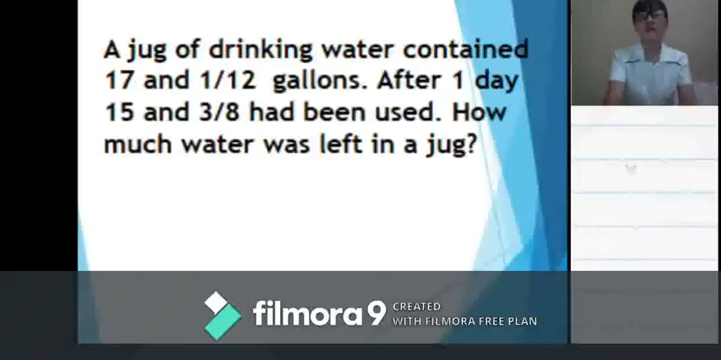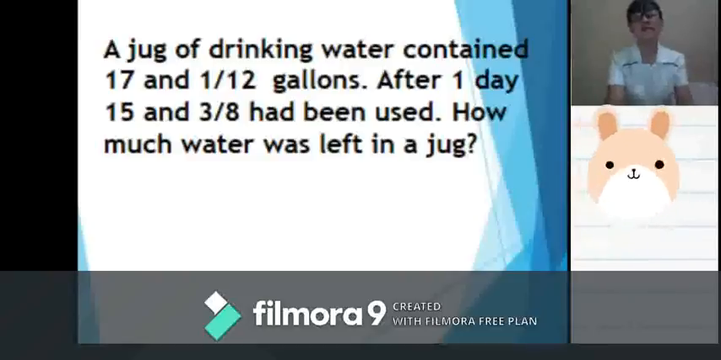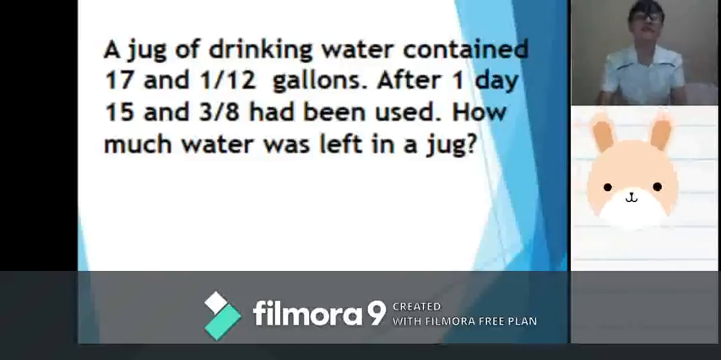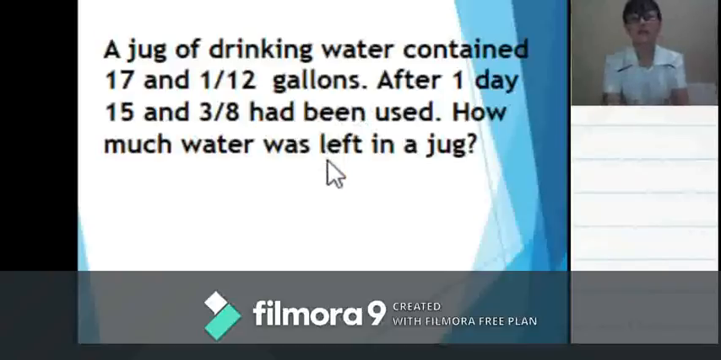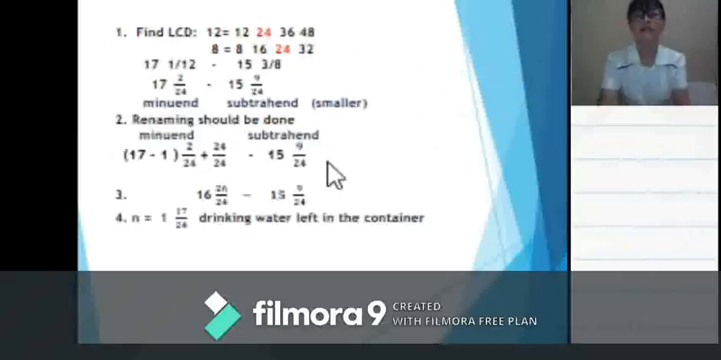So a jug of drinking water contained 17 and 1/12 gallons. After 1 day, 15 and 3/8 had been used. How much water was left in the jug? If you're trying to think about how much water is left inside the jug, let's apply the rules on how to find the answer.